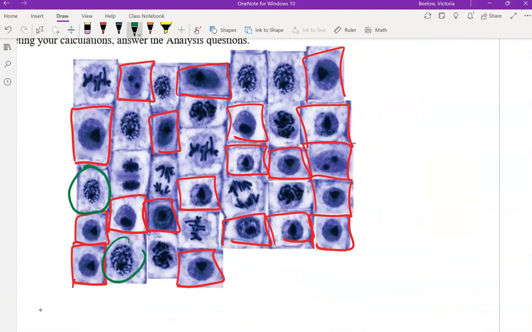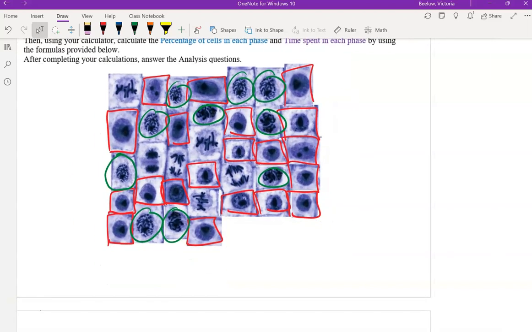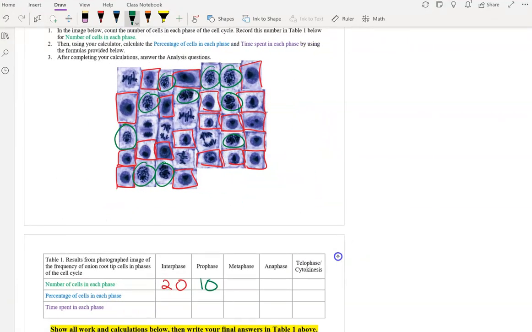So we have 1, 2, 3, 4, 5, 6. This one counts as well. 7, 8, 9, and 10. I know I was kind of going all over the place. When you work on part 2, I would count a column or a row at a time to make it easier. So we have 10 that are in prophase.